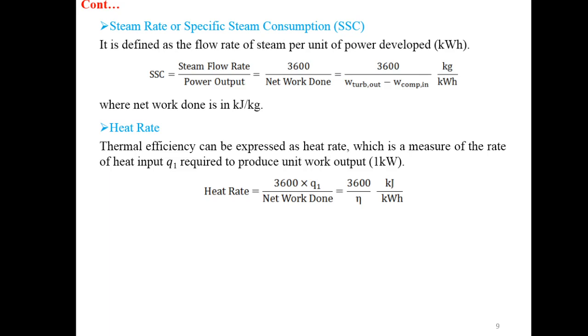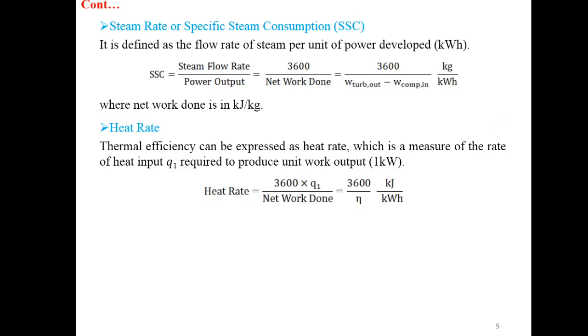Next is steam rate or specific steam consumption. It is defined as the flow rate of steam per unit of power developed, and the unit is kg per kilowatt hour. So specific steam consumption is equal to steam flow rate divided by power output. It will be equal to 3600 divided by net work done. It will be equal to 3600 divided by turbine work out minus compressor work in, and the unit will be kg per kilowatt hour. To make this kilowatt hour, we have taken the term 3600 because in 1 hour we have 3600 seconds.